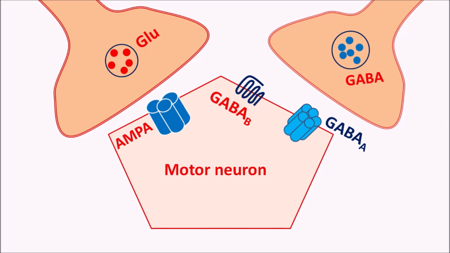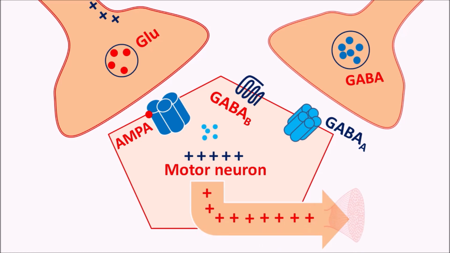Now, when the action potential reaches the presynaptic neurons, the glutamate is released and it acts on AMPA receptors so that the sodium channels are opened and sodium can enter to produce excitation within the motor neuron. Now, this excitation is carried to the skeletal muscle where it produces the contraction of the skeletal muscle. In this way, glutamate is an excitatory neurotransmitter which can increase the muscle contraction.